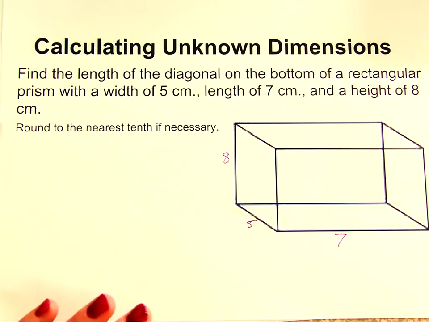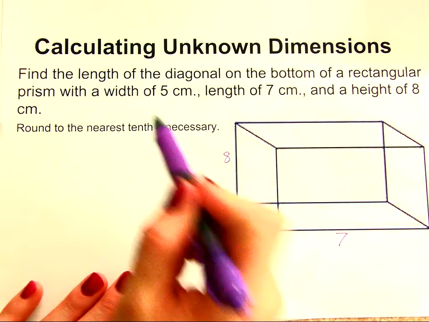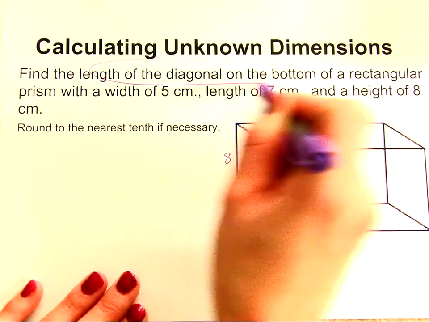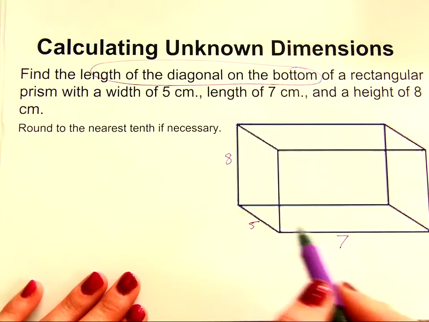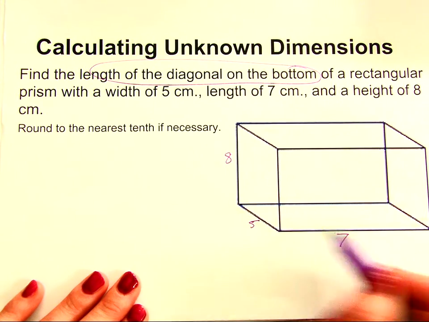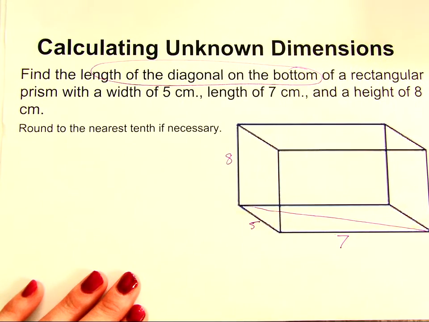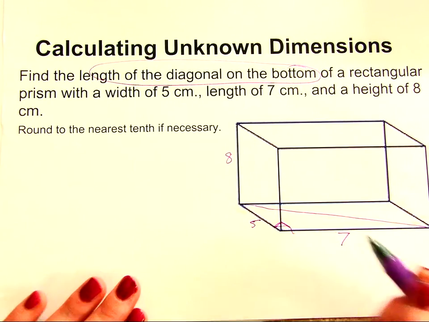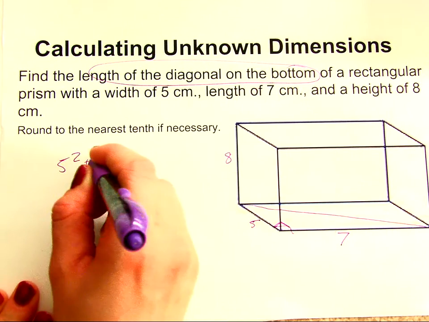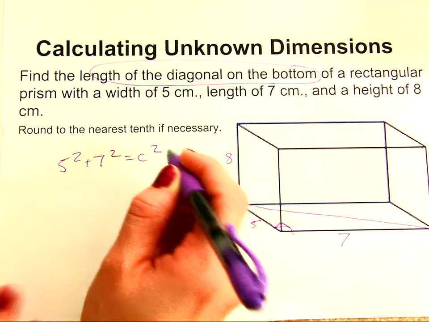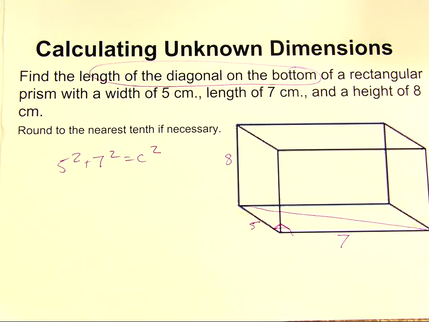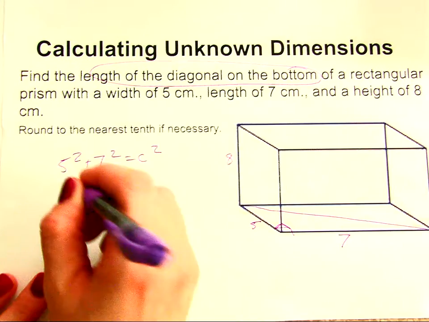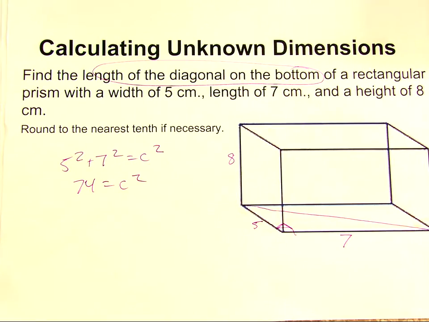Length of the diagonal on the bottom. So I just want the diagonal on the bottom. So I might have tricked some of you here. So that means I just want the diagonal here. I'm not asking you to do that second diagonal. So here's my 90-degree angle. 5 squared plus 7 squared equals c squared. 74. Take the square root of 74.